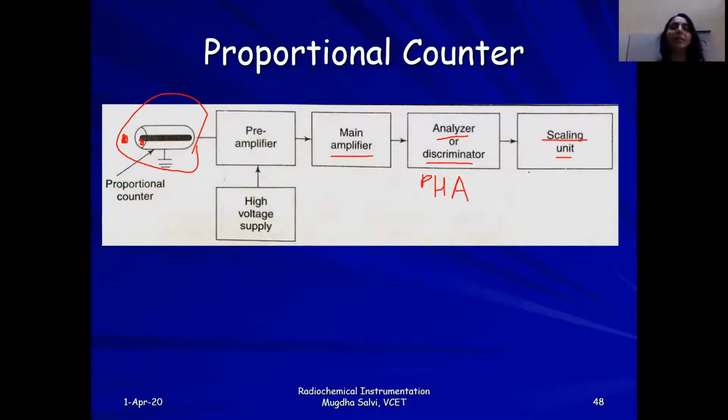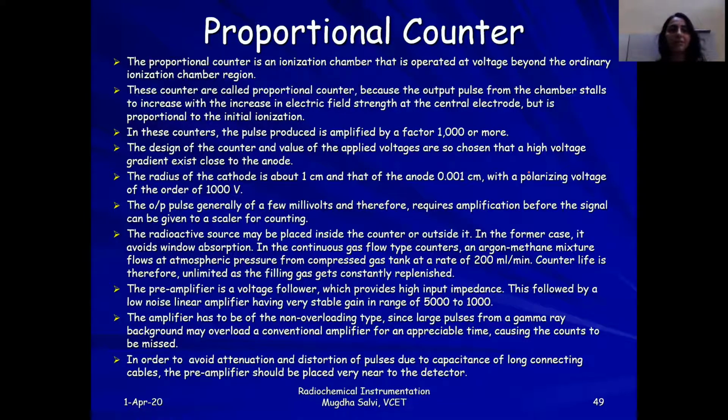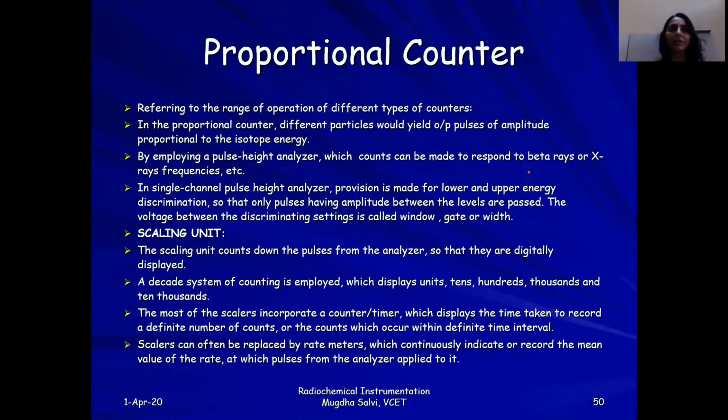Scaling units are nothing but counters, timers or counters. They will count how many pulses occurred in a given time, or it will count how many pulses would occur in a particular time period. Either or. So it is a counter timer unit. That is nothing but scaler or scaling unit. In the next few slides, there is the explanation for the proportional counter. You can refer it to as and when required.